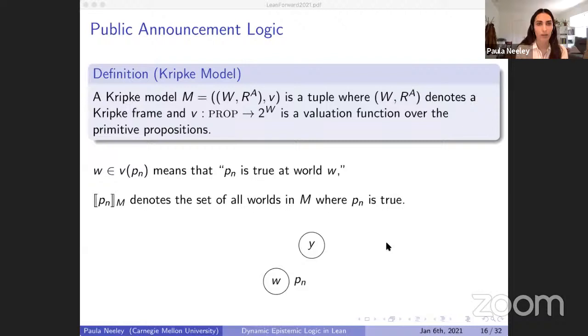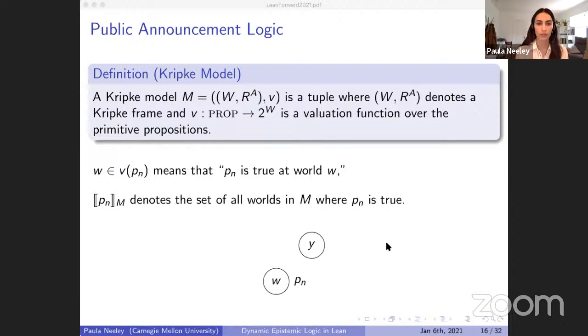Building on this, we have the definition of Kripke models. This is just a frame together with a valuation function. And this enables us to say things like proposition P sub N is true at world W, or we have this semantic bracket notation, which denotes the set of all worlds in M where some proposition is true.